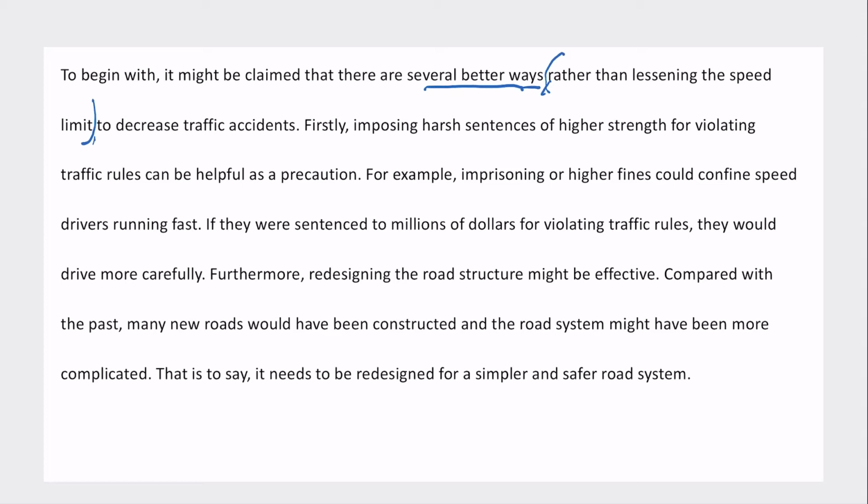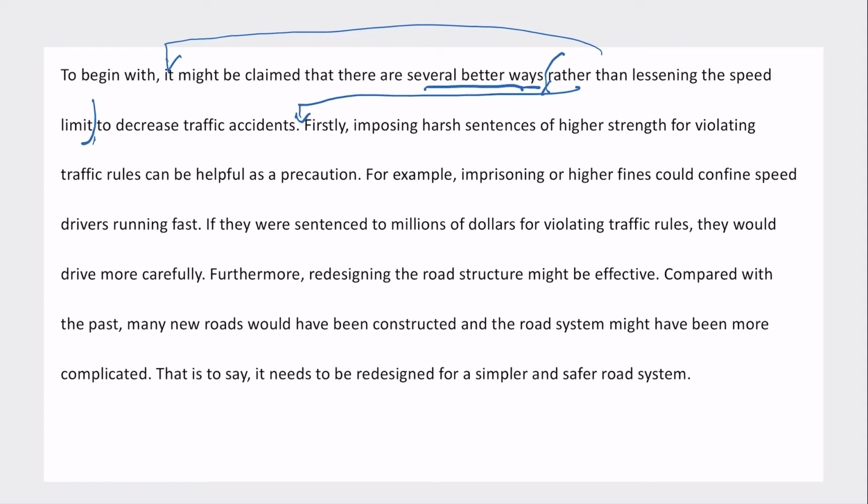So this could be moved to the start of the sentence. To begin with, rather than lessening the speed limit, it might be claimed that there are several better ways to decrease traffic accidents. We can move it to the end of the sentence. To begin with, it might be claimed that there are several better ways to decrease traffic accidents rather than lessening the speed limit. Okay, so it can be moved around the sentence. That's how we know it's a clause. So when it's a clause, we know that we need to have a little comma there.